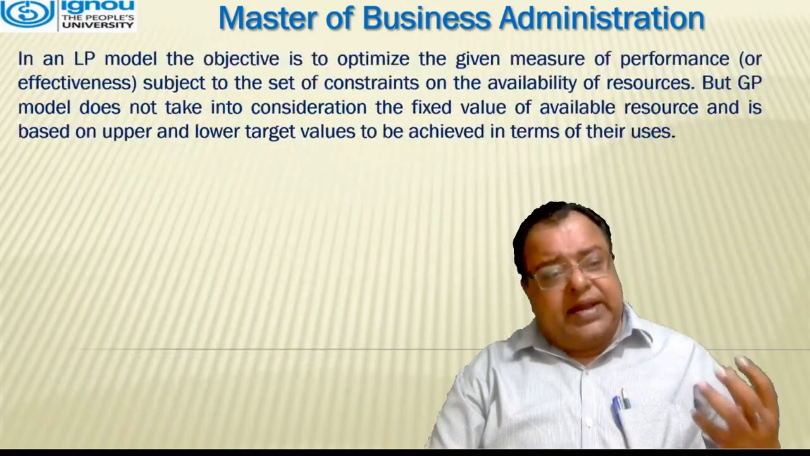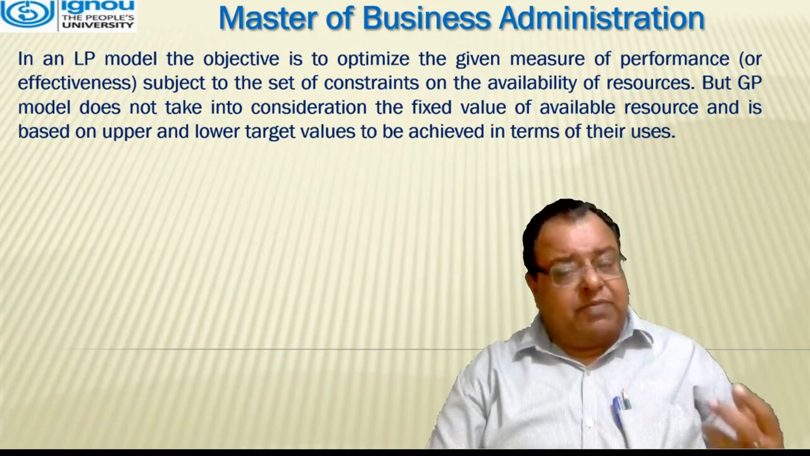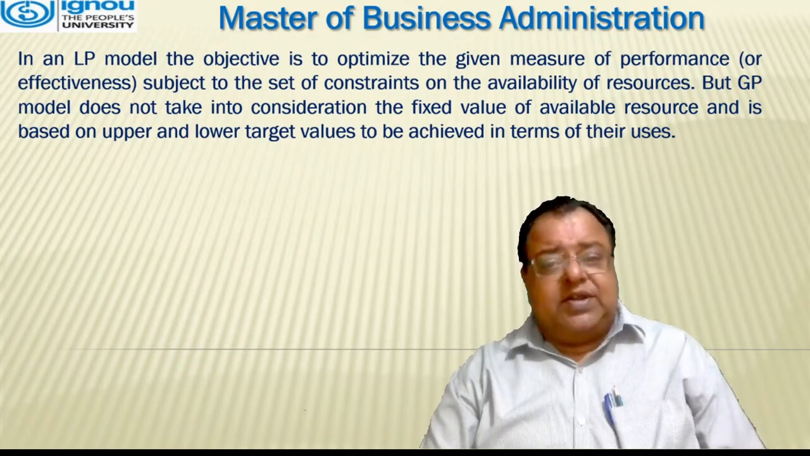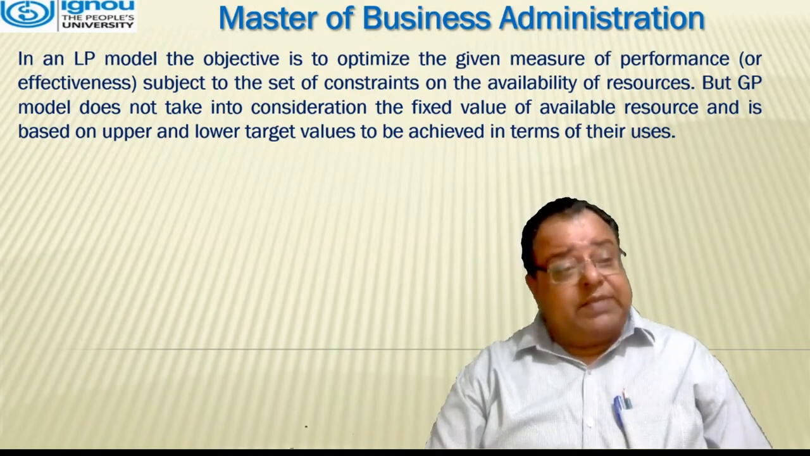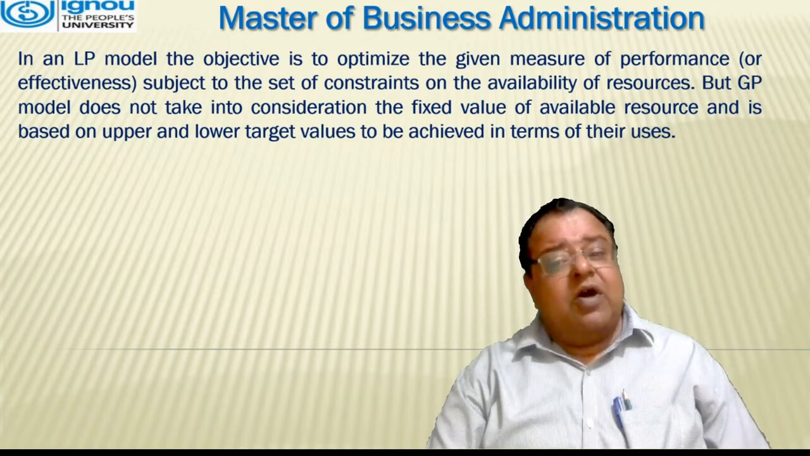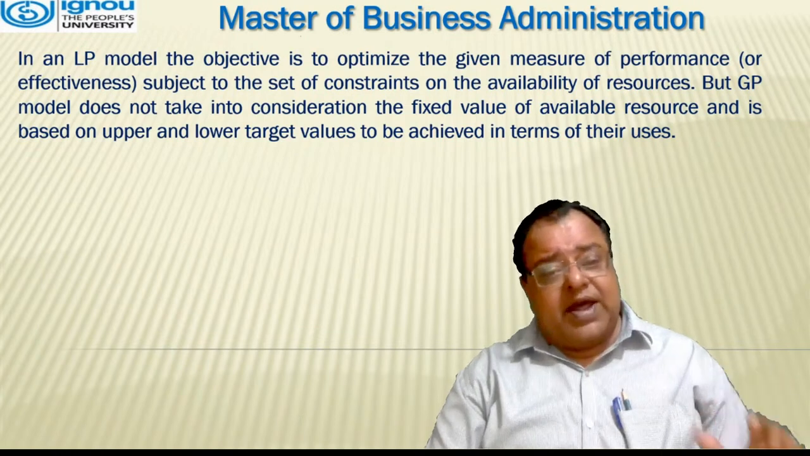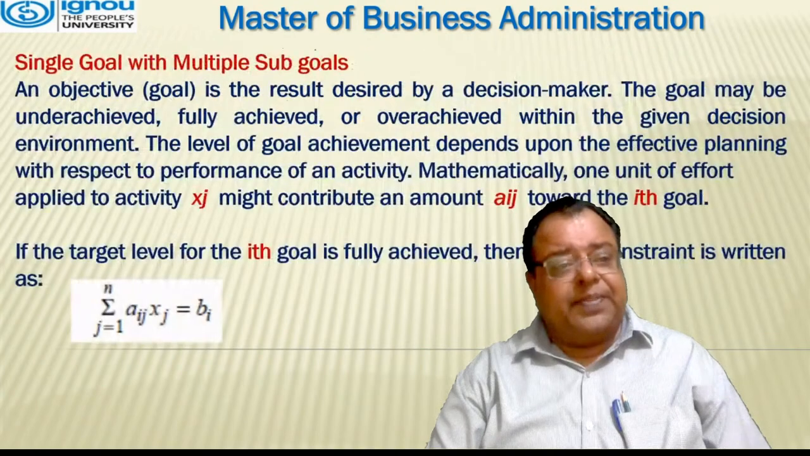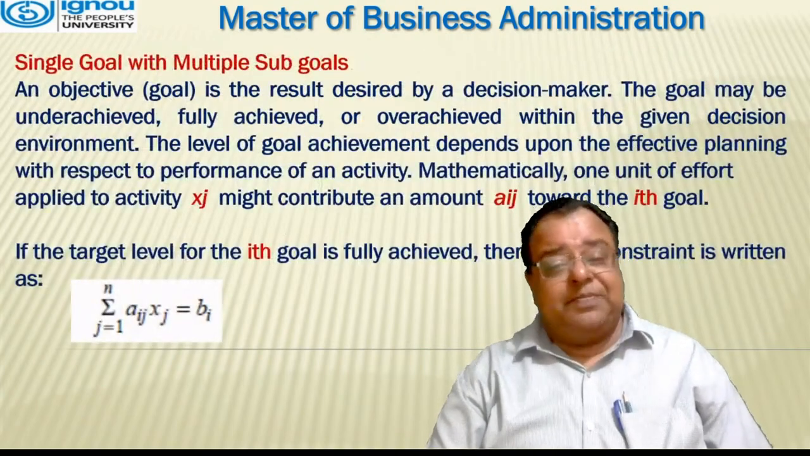In a linear programming model, the objective is to optimize the given measure of performance or effectiveness, subject to the set of constraints on the availability of resources. But the GP model does not take into consideration the fixed value of available resources and is based on upper and lower target values to be achieved in terms of their uses. Single goal with multiple sub-goals.